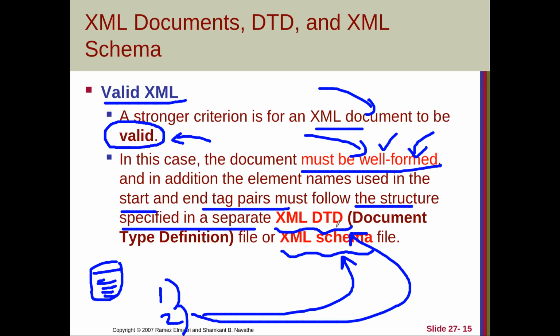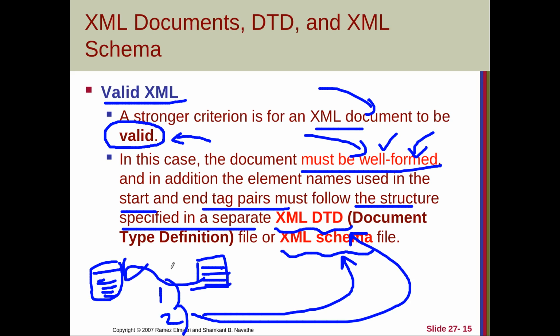XML DTD is usually called document type definition, which is a separate document that specifies some conditions, and these conditions must be applied to the XML document that we want to process.